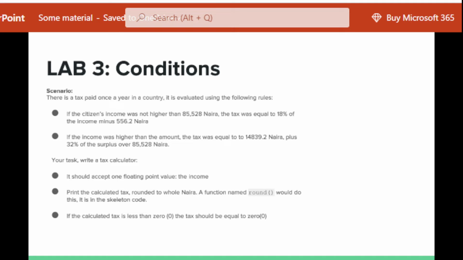Our surplus should be equal to the income minus 85,528. Then after we've gotten our surplus, our tax can now be computed, which is going to be 14,839.2. Then we'll add it together with 32% of the surplus. I could have written it without putting it inside parentheses actually, because division and multiplication are higher than addition on the scale of preference. Multiply by surplus, okay? And yeah, I think that's all. Okay, there is still one more condition.